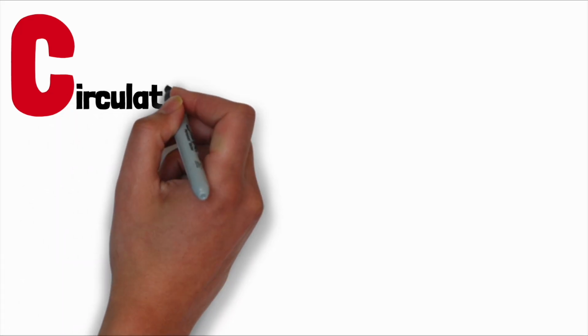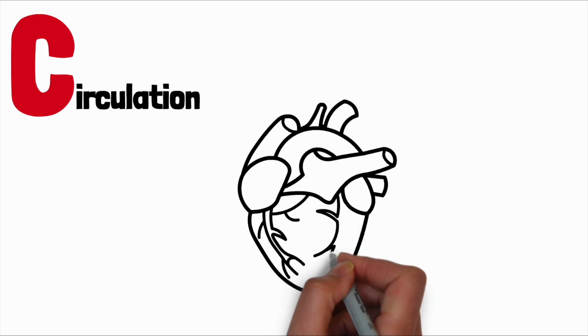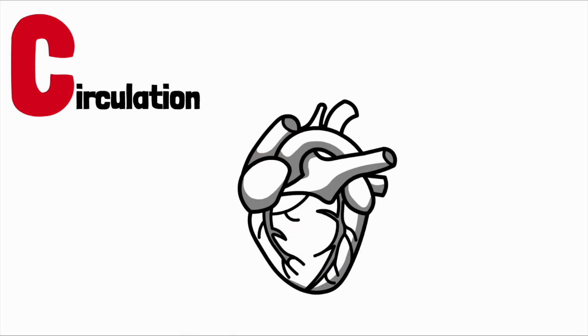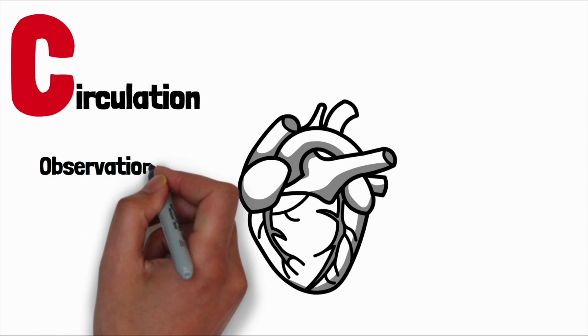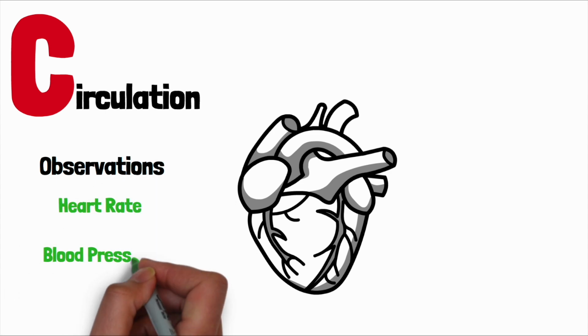C is for circulation. Similarly to breathing, there are important observations to ask for, which will help you with your assessment, and this includes heart rate and blood pressure. Problems with the circulation often appear with these deranged readings, so it's important to check them together.